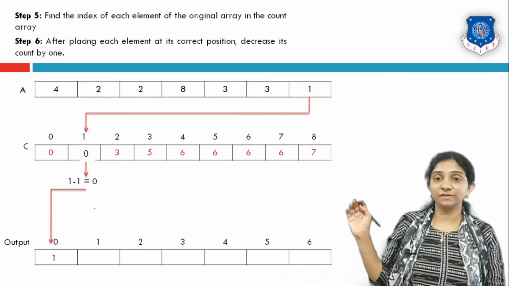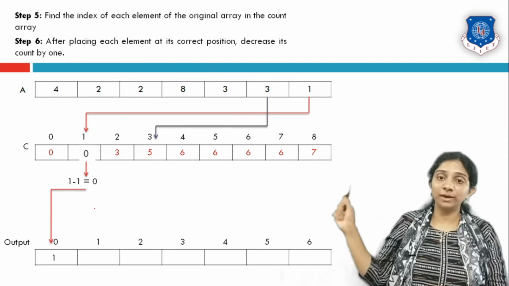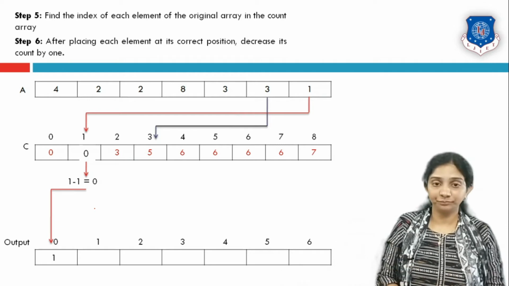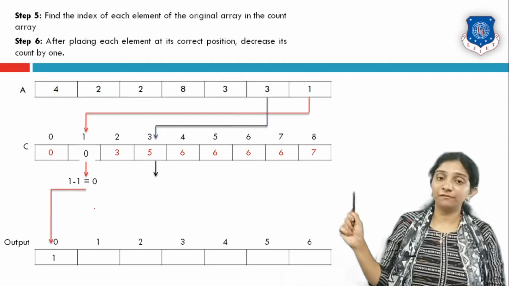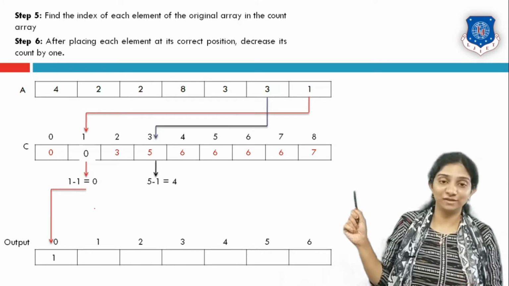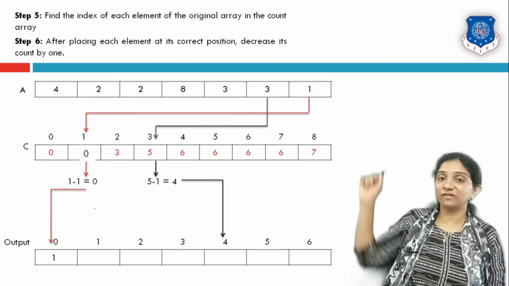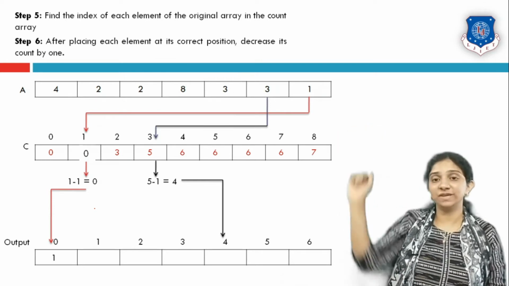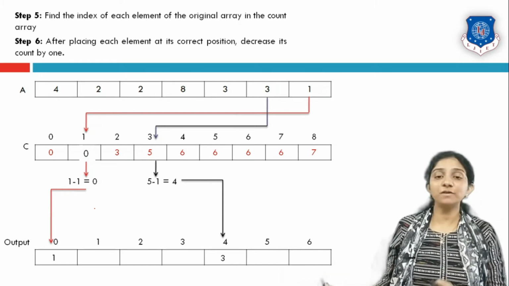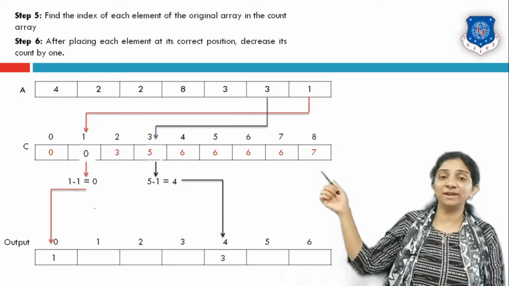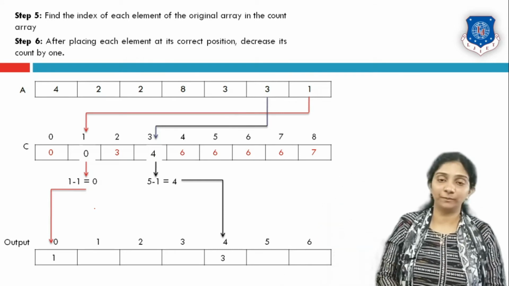After this, we will take another element from the back, that is 3. We will first go to index number 3 of the count array. At that location, what value is stored? 5. So take 5 and decrement it by 1, which is equal to 4. Go to index number 4 of the output array and store the original number, which is 3. So 3 will be stored at this place. After storing a number, we must decrement its count by 1. So instead of 5, we will now make it 4.